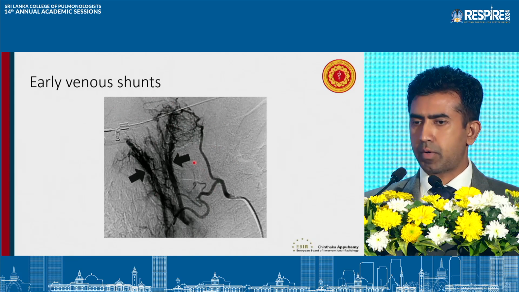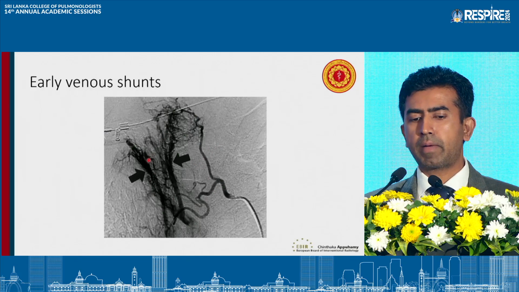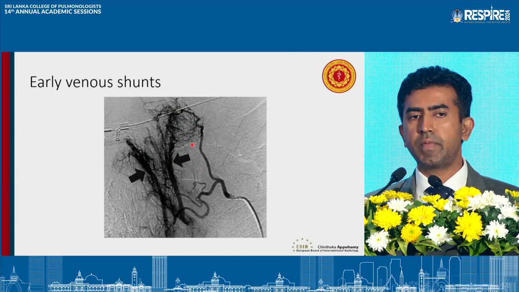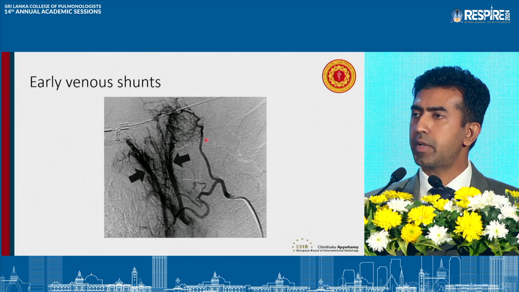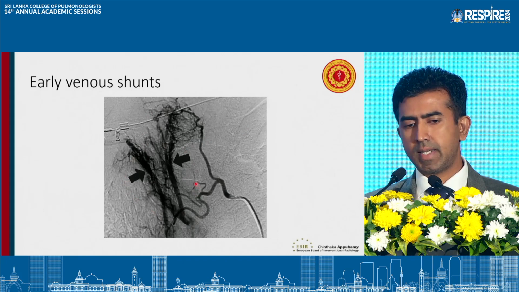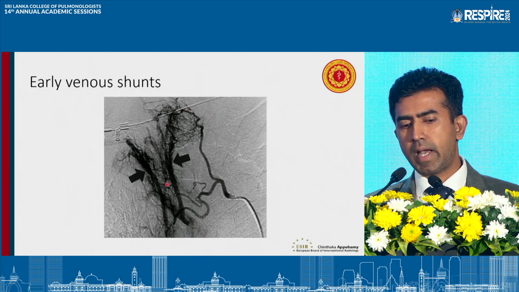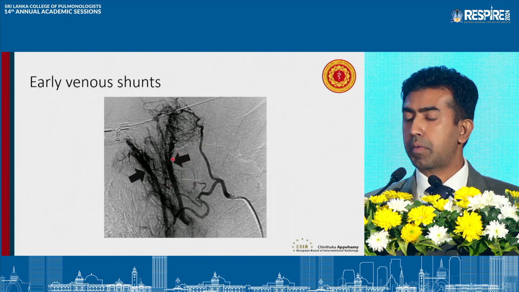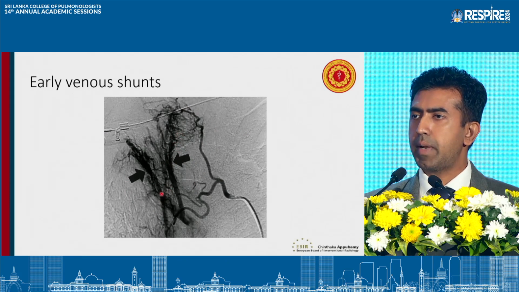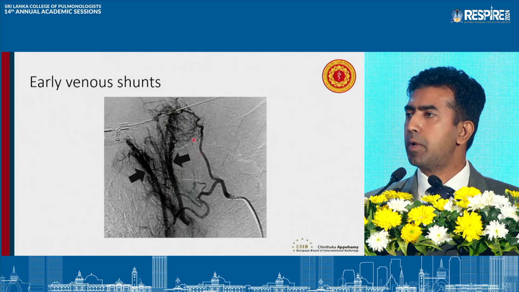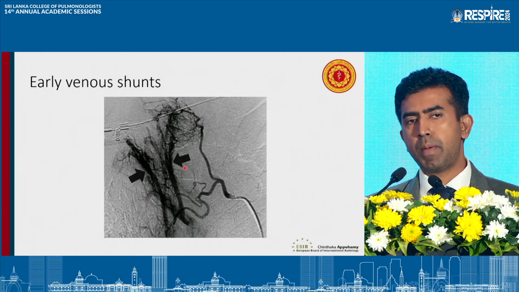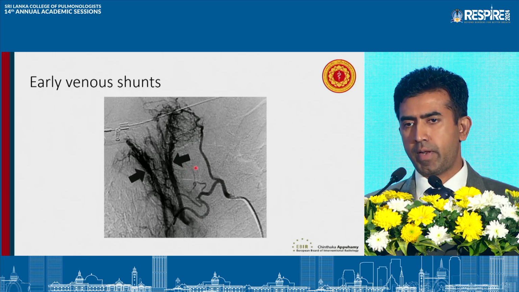Early venous shunts. Sometimes you may come across patients who are sent back without the intervention, or rather without embolization, saying that there is venous shunting or arteriovenous fistula. So in severe cases, there is early venous filling, and sometimes there can be fistulation between the arteries and the veins. We don't embolize because the embolic material can go into the left heart, and the patient may present with strokes and ischemia of the peripheries.